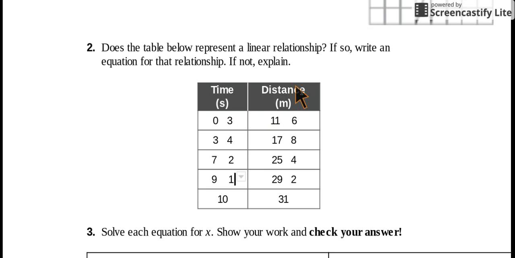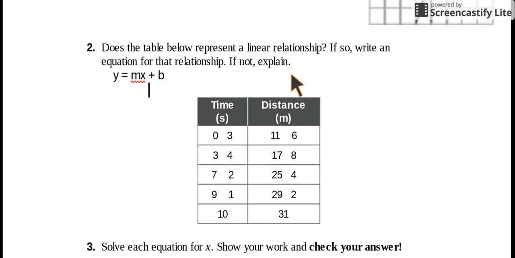So in order to write our equation, remember, we need to use the form y equals mx plus b. Well, m, that's just our rate of change, or our slope. We found our constant rate of change. Our constant rate of change is 2. And our b, or our y-intercept, is found on our table. When our time is 0, what is our distance? And that gives us our b.